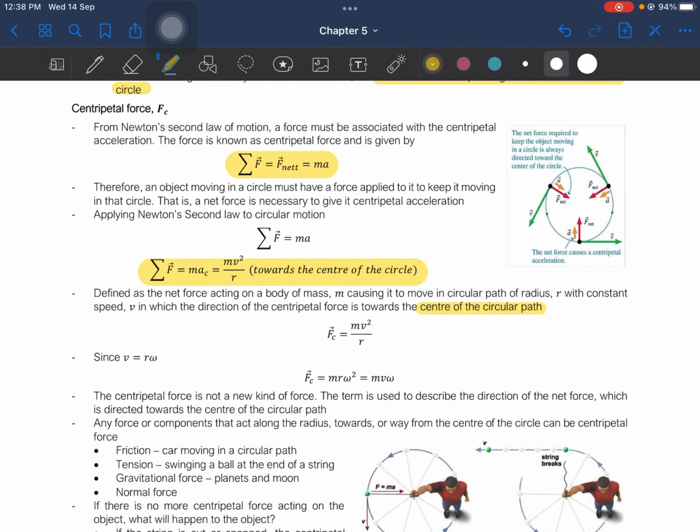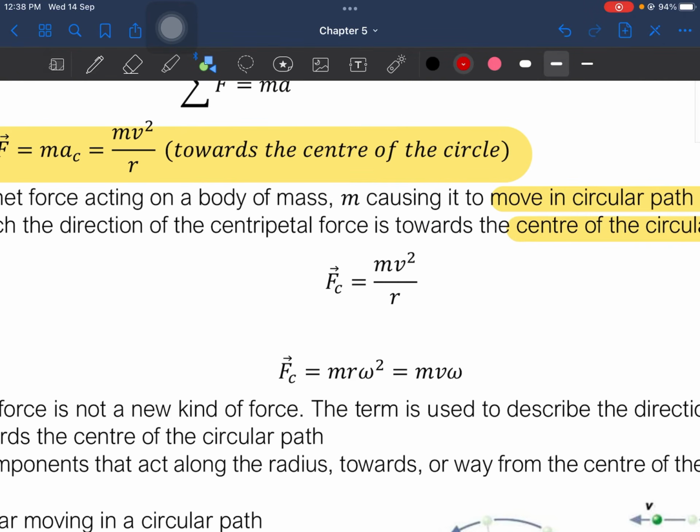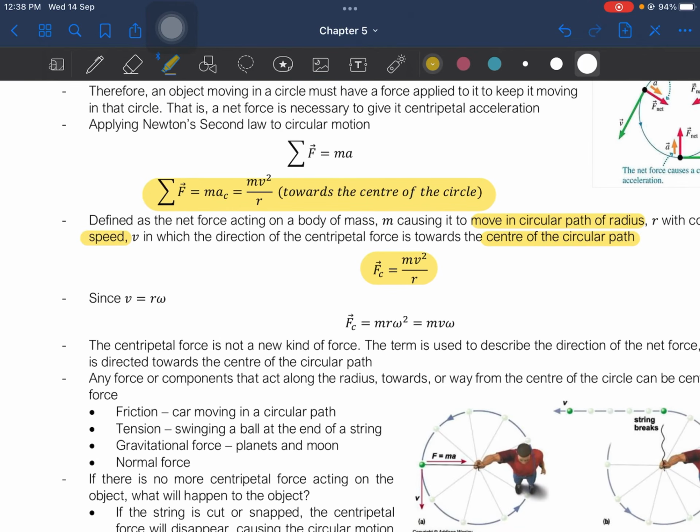Okay, so this net force that acts on the body is the reason why the object is moving in a circular path of radius r. It is moving with a constant speed, but its velocity keeps on changing due to the change in direction. Please remember, although the speed is constant, the velocity is not constant because the direction is changing. If the direction is constantly changing, the velocity is also changing.